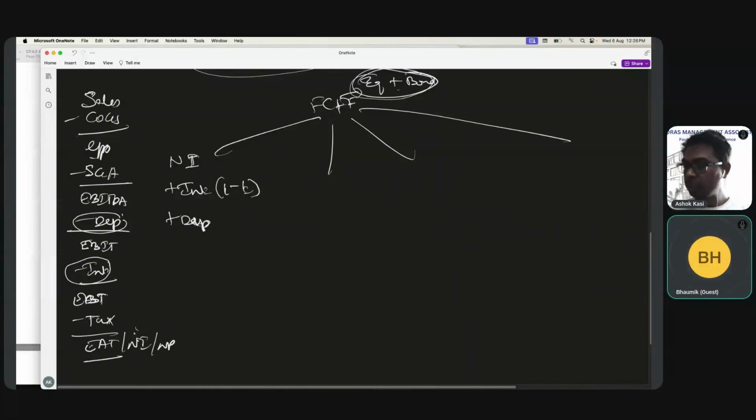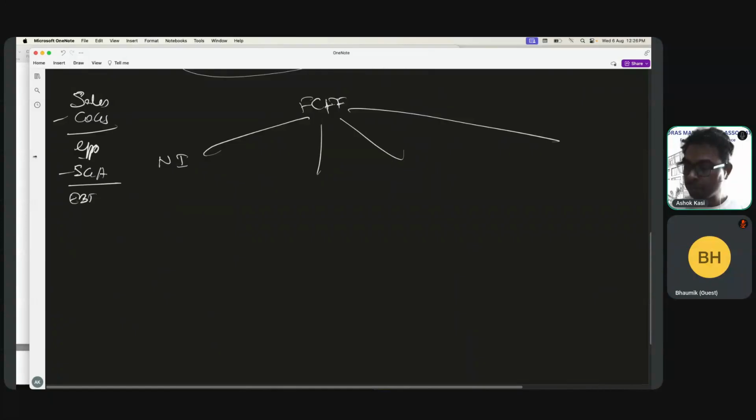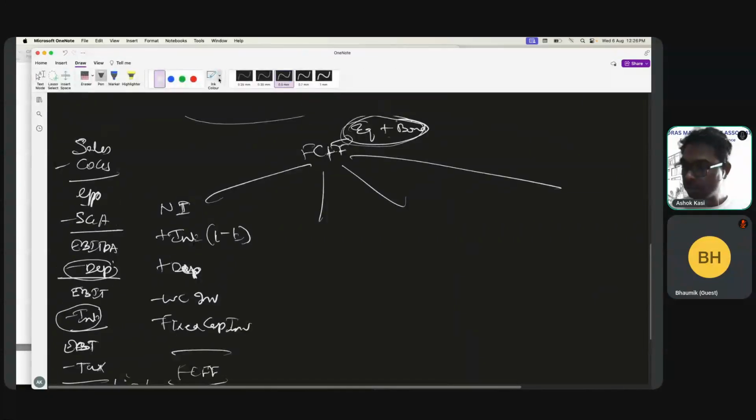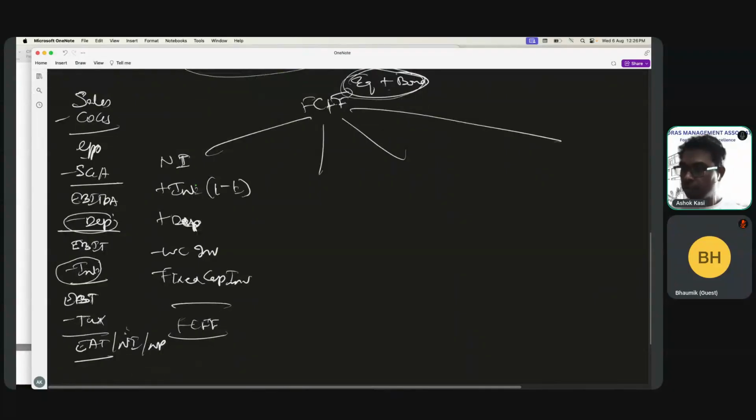Now it has to be futuristic. That means in the next cycle, how much money do I still further need? I need money for working capital investments and fixed capital investments. Then it will give me free cash flow to the firm. Okay, this is one way. Now suppose instead of net income, the story begins from EBIT. That means EBIT is given in the question.